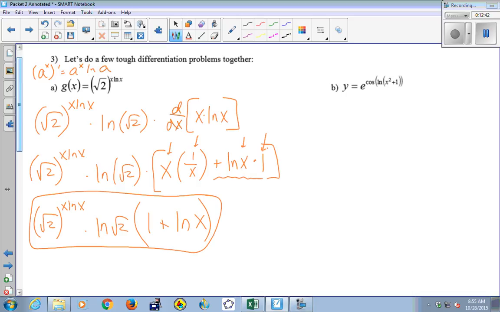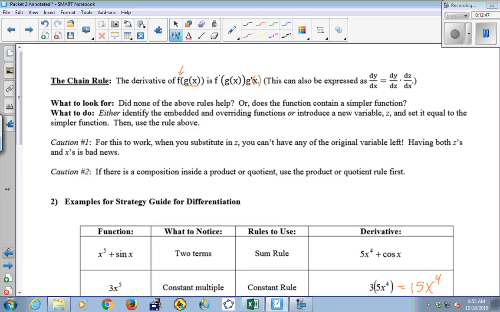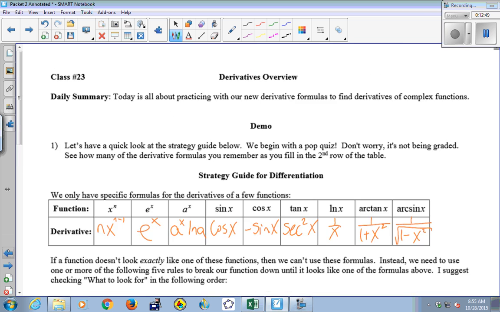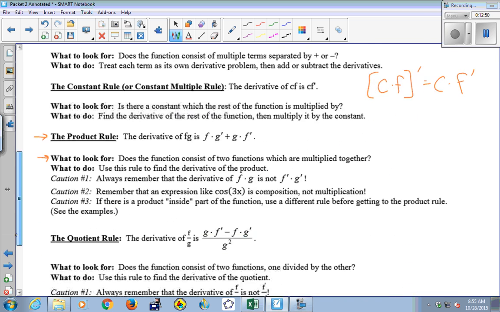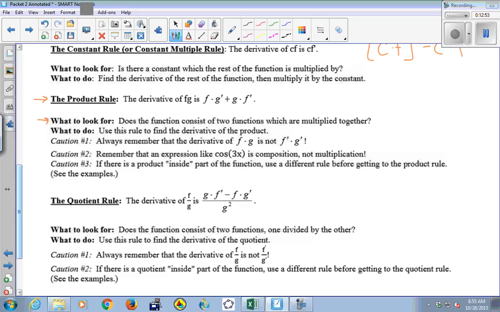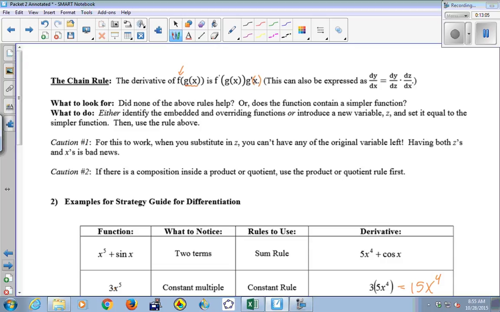Where does it say that? The product rule, it definitely says plus on mine. Okay. Yes.